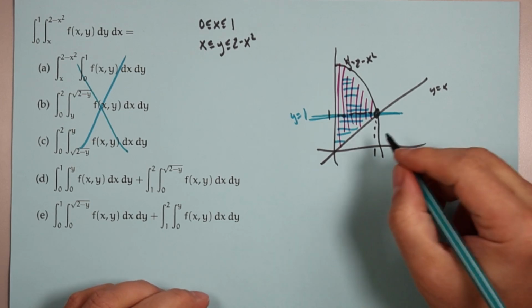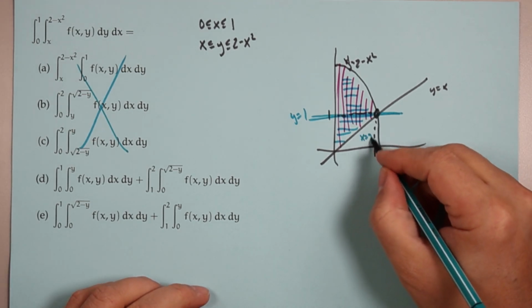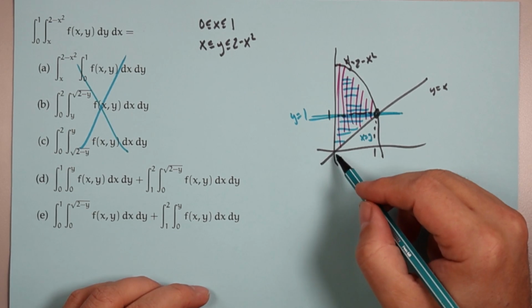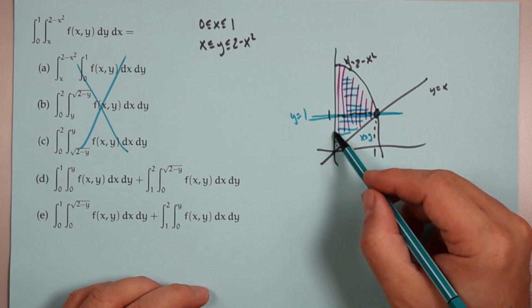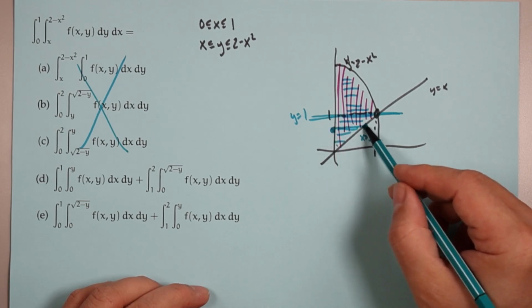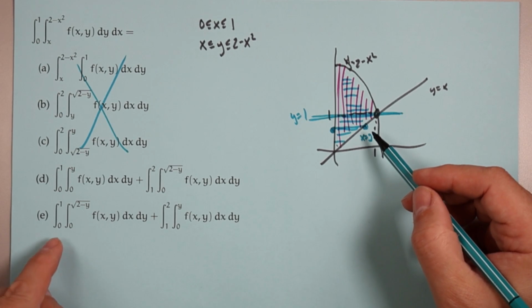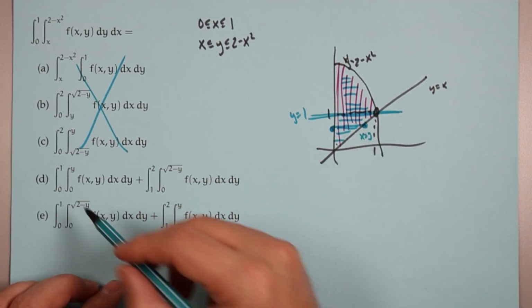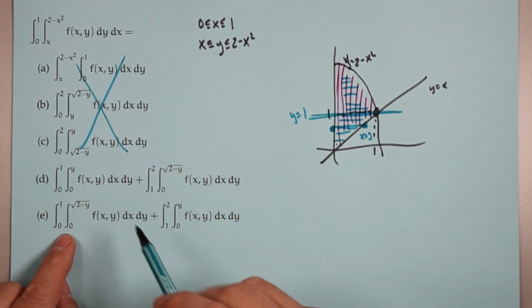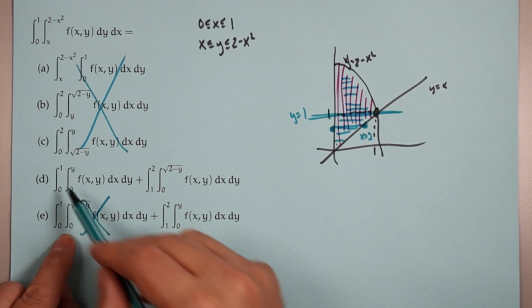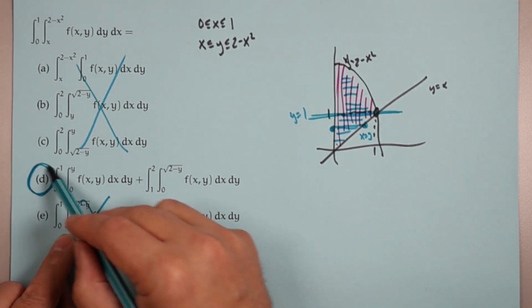Say, all right, what do we have? Well, down here, this integral has y going from 0 to 1, and x goes from 0 to y. So we need integral from 0 to 1, 0 to y. And we say, aha, that's doing it. This one is going 0, 1, 0 to square root 2 minus y. That's not doing it. So the answer is D.